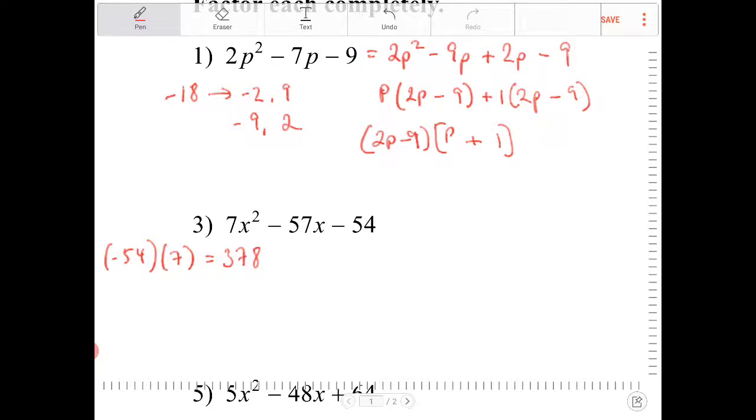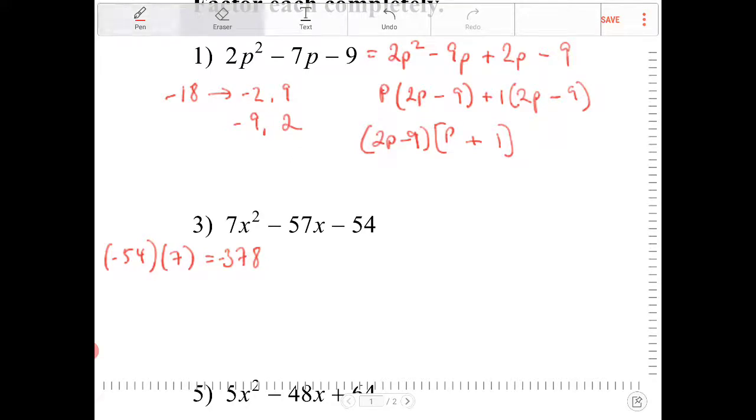And now you've got to think of two numbers that multiply to negative 378, but at the same time add to negative 57. You see what I mean? The numbers get a little trickier to work with, especially now that we have both of these terms being negative.